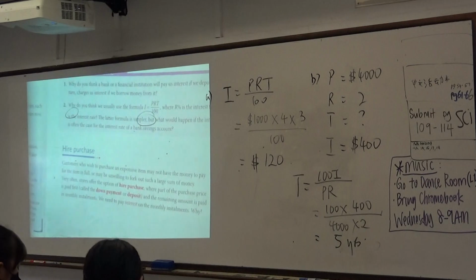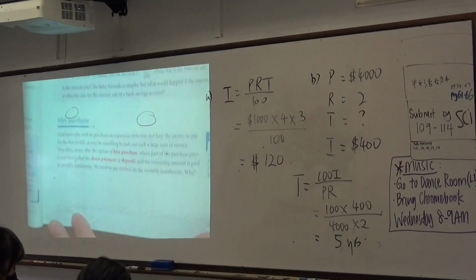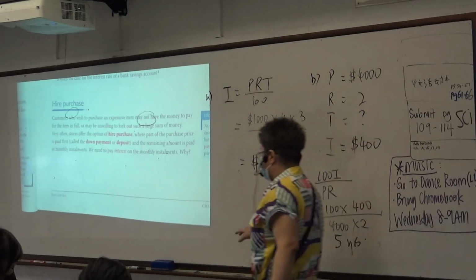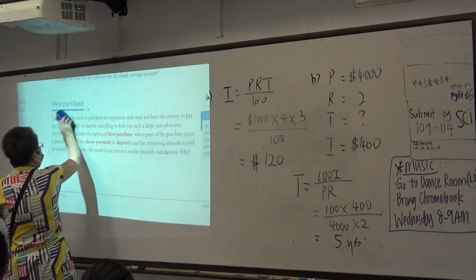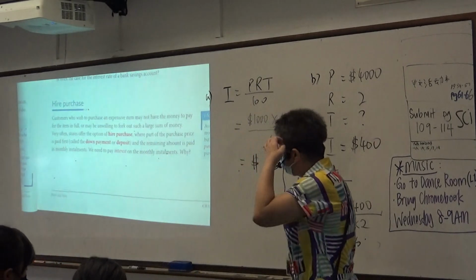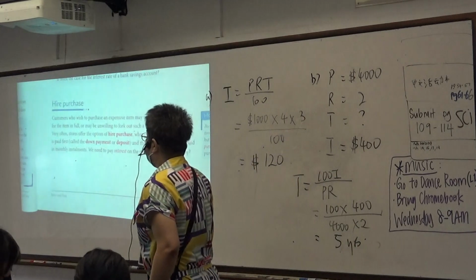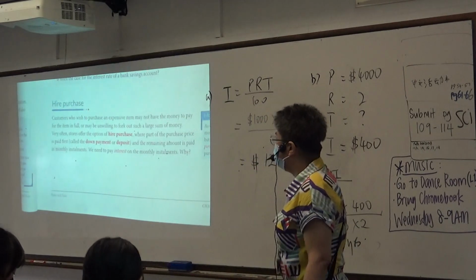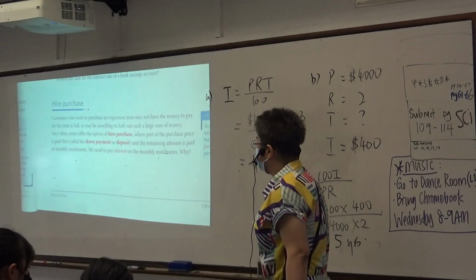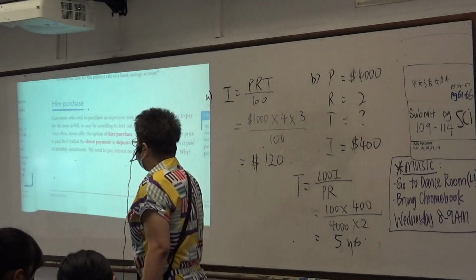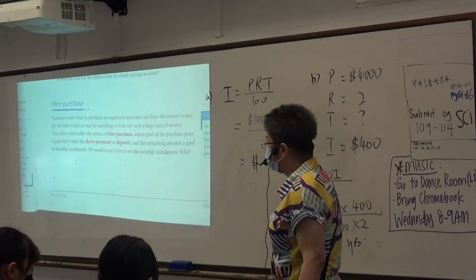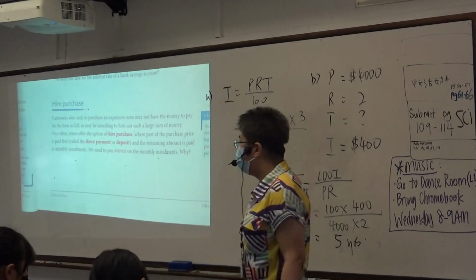Now, next one, I want to go to the next section that is called hire purchase. Let's take a look at hire purchase. Customers who wish to purchase an expensive item may not have the money to pay for the item in full, or may be unwilling to fork out such a large amount of money. Very often, stores offer the option of hire purchase, where part of the purchase price is paid first. It is called a down payment or deposit.